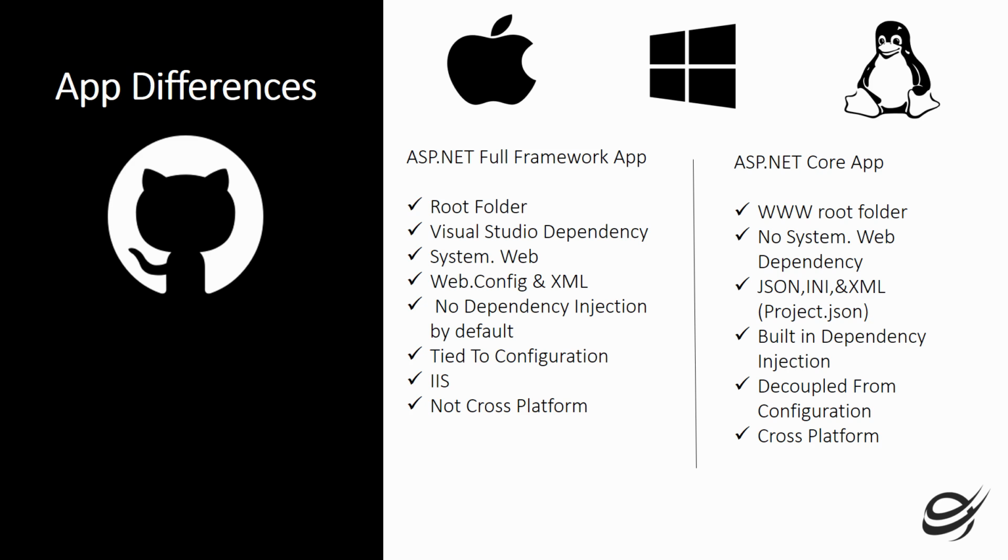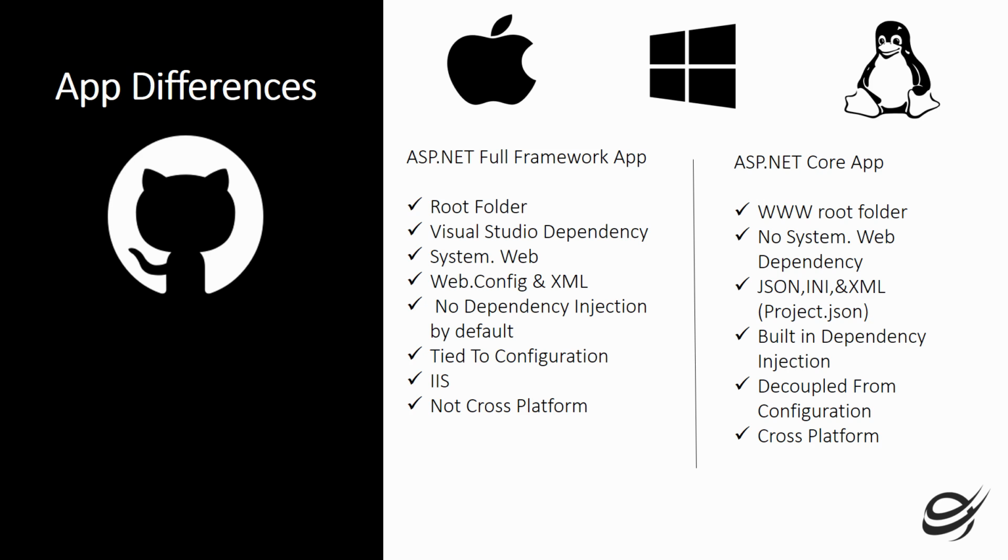Your full framework app is tied to your configuration, and that configuration is typically tied to IIS, which is your web server. In .NET Core, we are decoupled from the configuration file itself. It tries to be more of a standalone platform, and your application can run standalone by itself. You'll typically tie it to a web server. The web server is very flexible to associate in different environments.